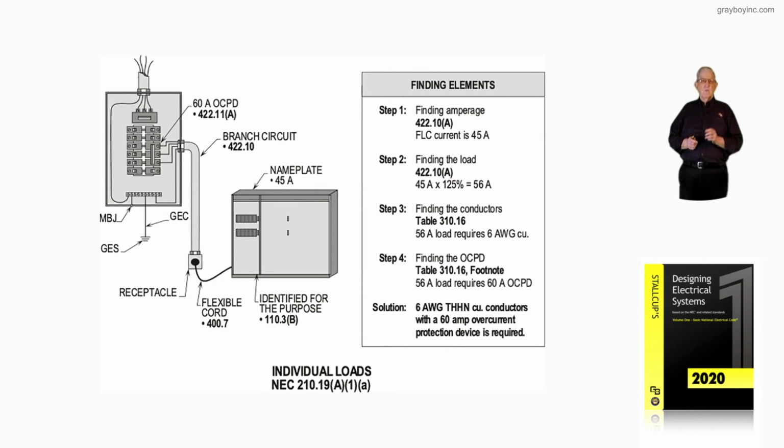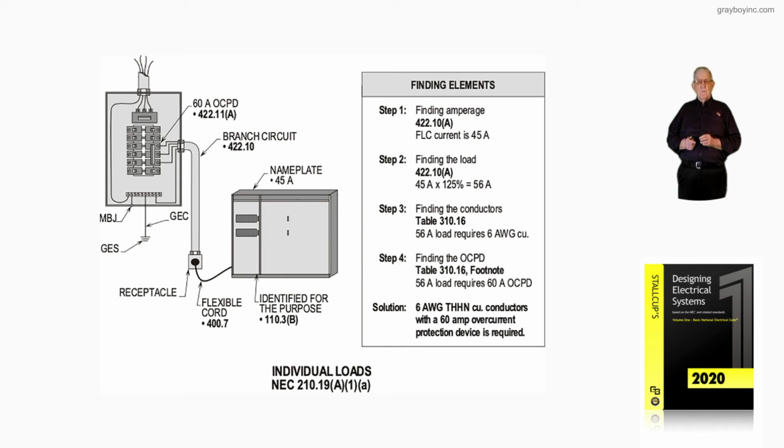If that be the case, where it's UL, Factory Mutual, ETL, I still call it Intertek ETL, and the flexible cord is in compliance with 400.7. Now, step one is finding the elements or the components, and we take 422.10(A), and the full load current nameplate is 45 amps. And we know it is a continuous load when we read section 422.10(A).